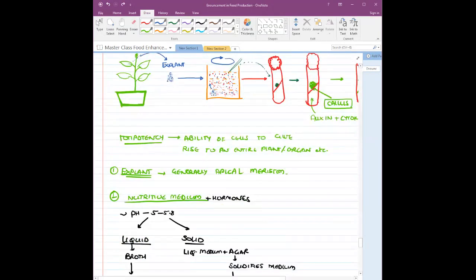We are going to remove the explant, put it into this liquid medium, and shake it for 24 hours or so. Then you will see these cells growing. Then you take this and put it directly onto your solid medium. This is generally what we do. And when it grows out over here, that is your suspension culture.